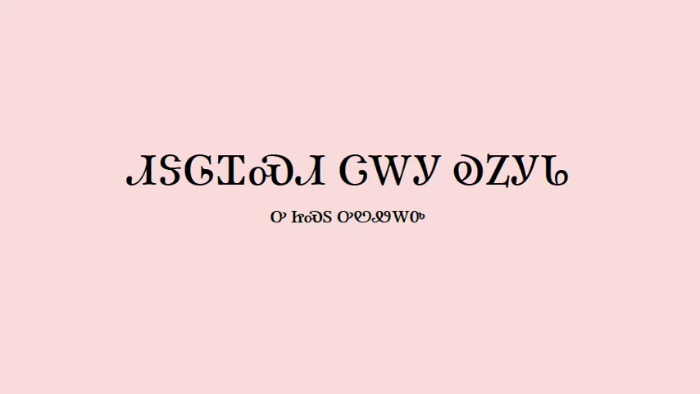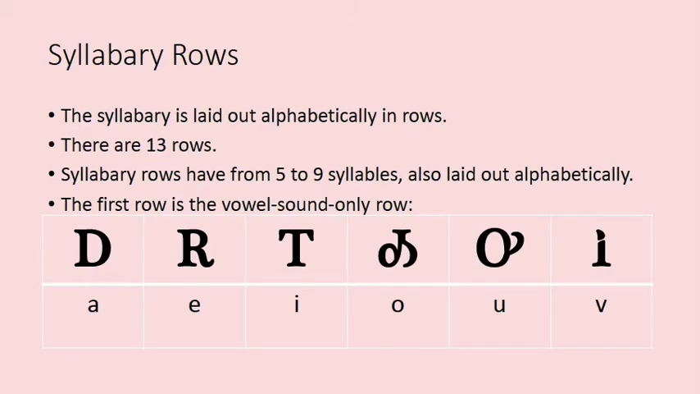Hello everybody, I'm Hartwell and this is the Cherokee Syllabary Song. I'm going to present the song and give you a little bit of a background on the syllables of the song and the tune of the song, which is basically Twinkle Twinkle Little Star.